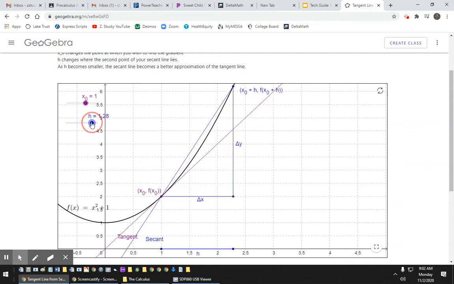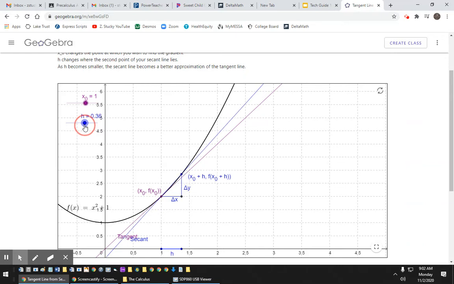Now, the farther away you are, the bigger that delta x is, the bigger the h value is, the worse that slope is. Look at the blue line in comparison to the purple line. It's much worse the farther away we get. But as we make delta x smaller and smaller and smaller, look what's happening to that blue line. Until we get that h to be 0. Oh, there it is. And then the tangent line and the secant line are the same line.